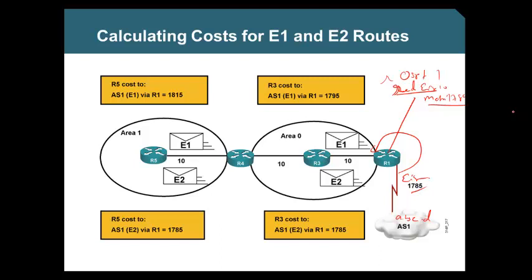Now R3 will learn A.B.C.D with the metric of 1789, sorry, 85. R4 will also learn the same. R5 will also learn the same. You see, there is no change in the metric. So that is the metric that is given as a seed metric.